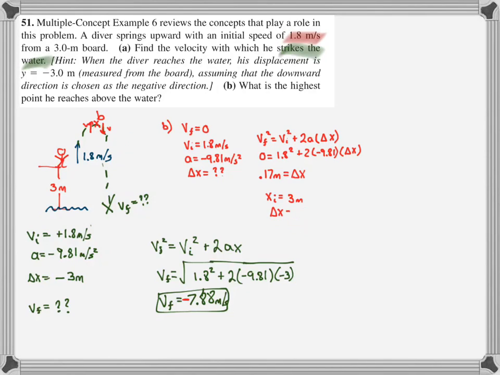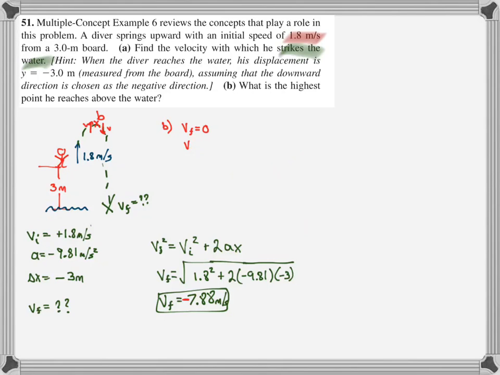So, I got a little ahead of myself. Our final velocity at the maximum point is going to be 0 meters per second. And then our initial velocity is still 1.8 meters per second positive. Our acceleration, because it's still a free fall problem, is still negative 9.81 meters per second squared. So using these three values, we can calculate our displacement. Now, I'm going to call it delta x, even though sometimes I normally just call it x, because we'll see what it means in a moment.